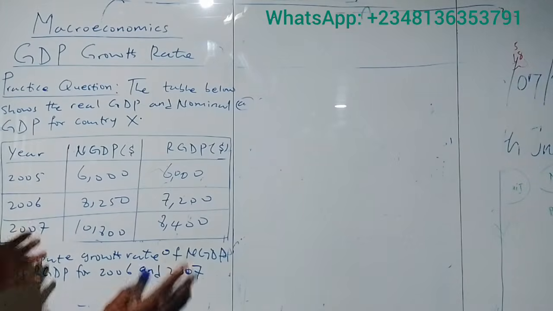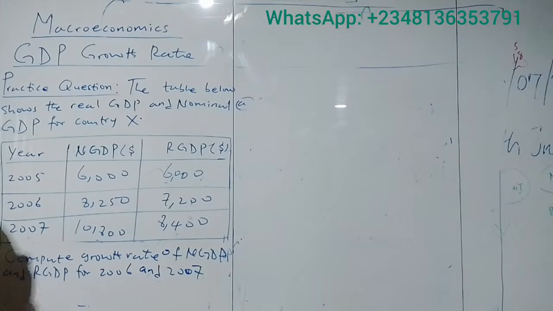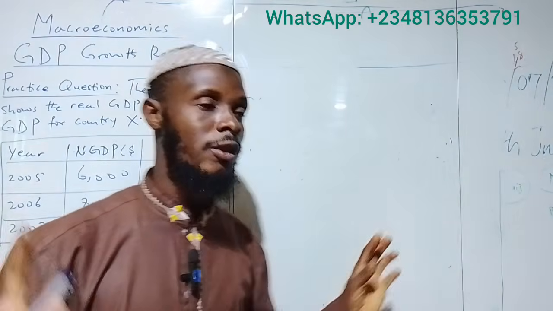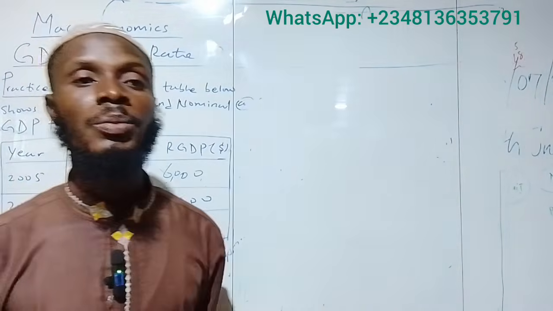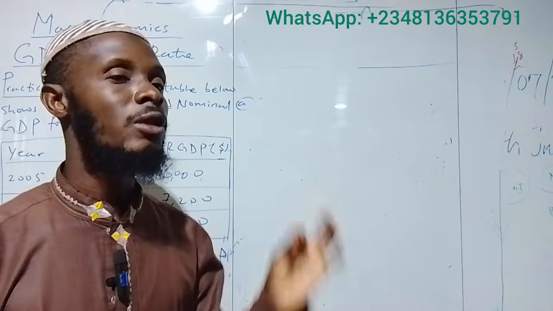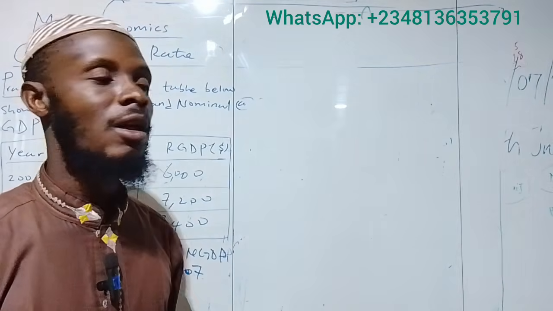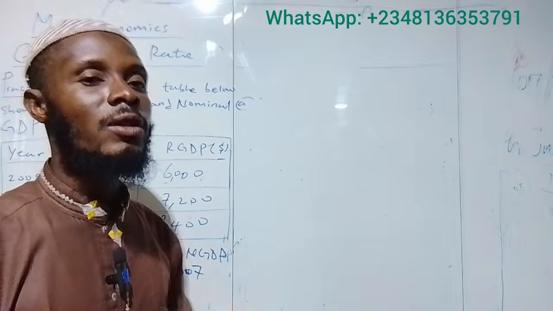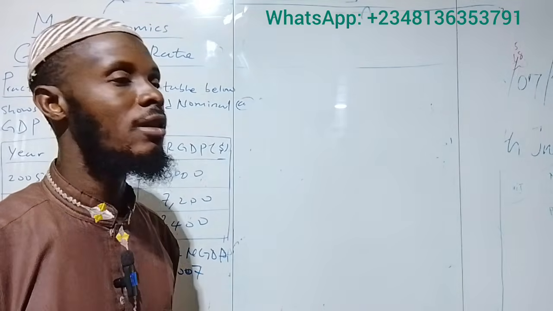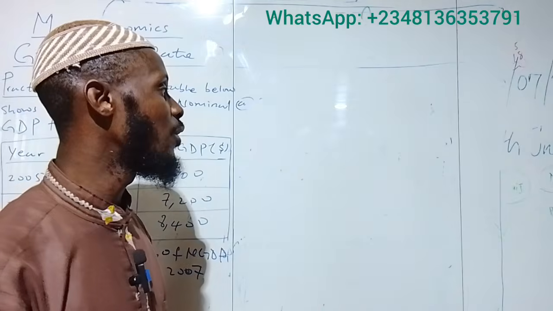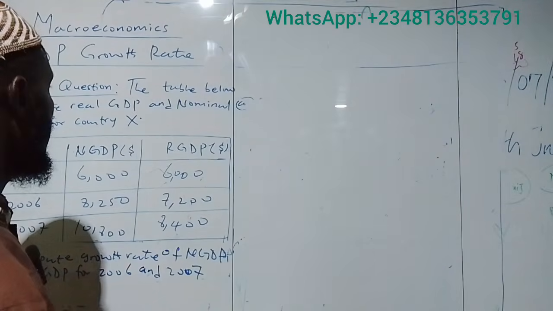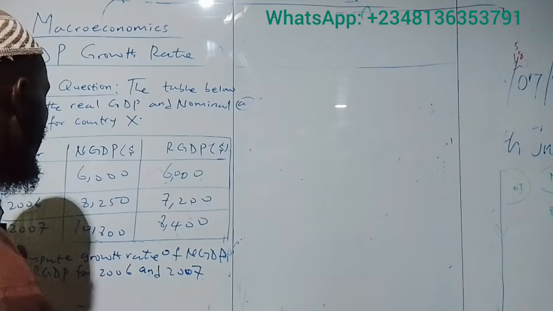In this class, I'll be showing you how to compute GDP growth rate. Like I said in the previous video, there are two versions of GDP. We have nominal GDP, which is measured using the current market prices, and we have real GDP, which is measured using constant market prices, that is the prices in the base year period. So we are going to see how to calculate the growth rate of both versions in this class.